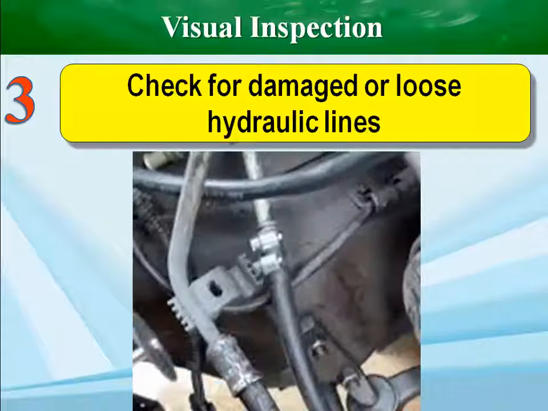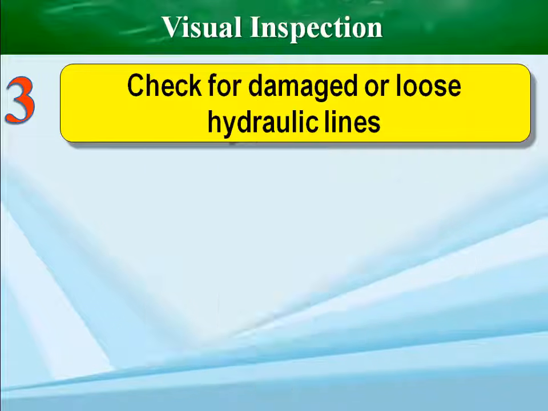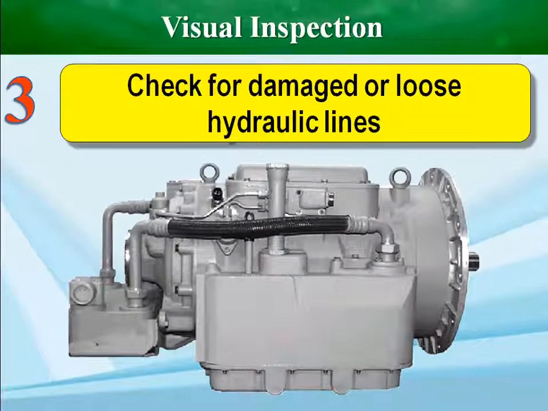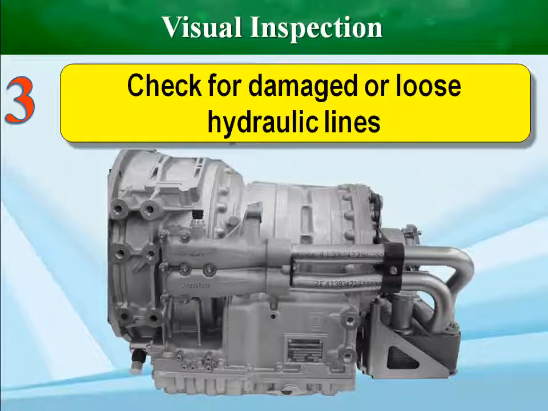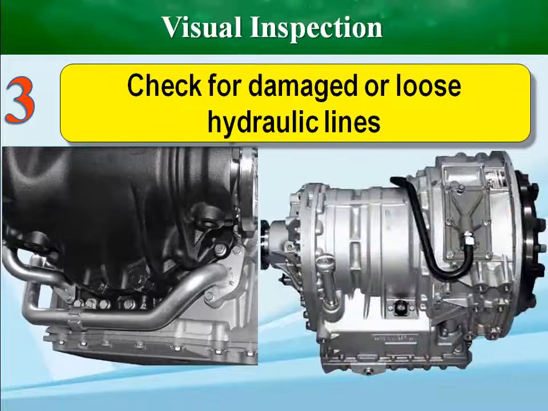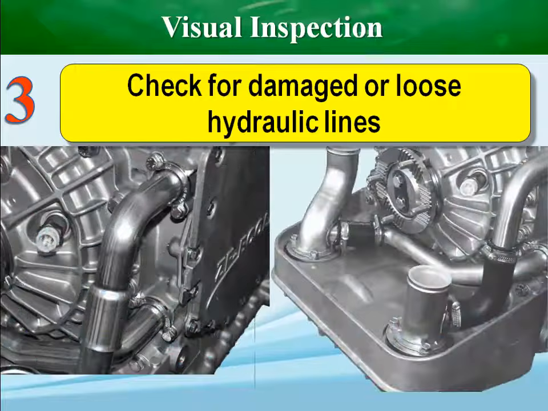To check for damaged or loose hydraulic lines on a transmission, visually inspect the hoses and fittings for leaks, cracks, and signs of wear. Damaged or loose hydraulic lines can lead to leaks, loss of hydraulic pressure, and ultimately, transmission failure.